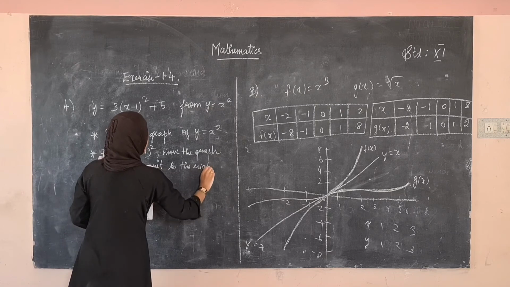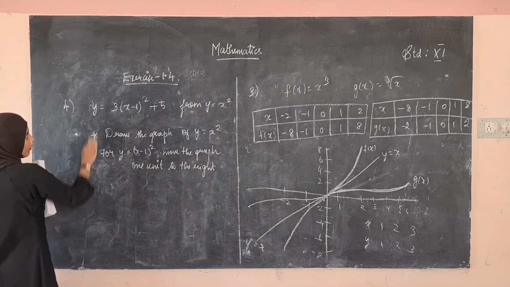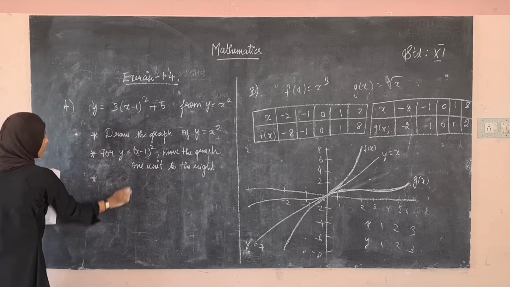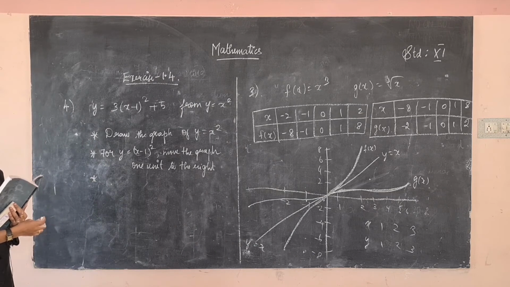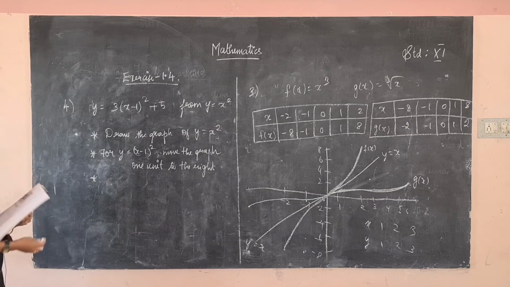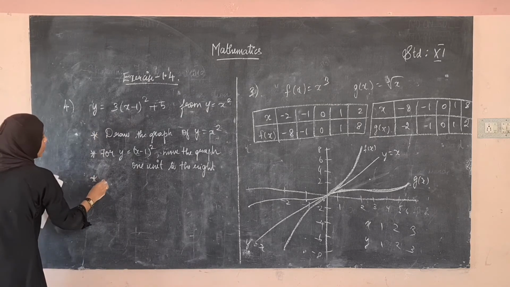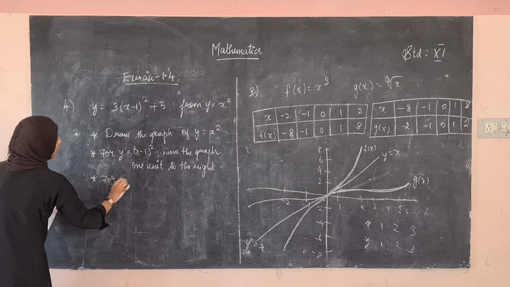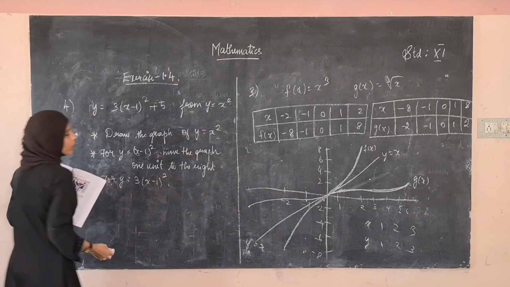Then we will get the graph of y is equal to (x minus 1) the whole square. Then you have to draw the graph of 3 into (x minus 1) the whole square. This is in the format of dilation, right? Dilation, it is multiplied. So for y is equal to 3 into (x minus 1) the whole square, what happened?